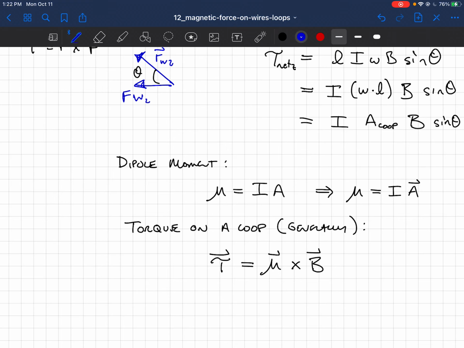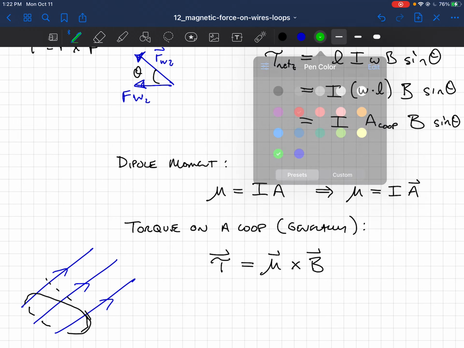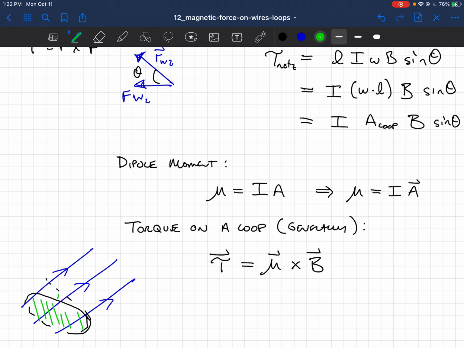So you have, let's try and draw some sort of generic picture of it. If you have a magnetic field that looks like this, and you have a loop that maybe makes an angle with respect to that field, something like this, then you can say, well, there's an area vector that points outward like that, and that's also the direction of the magnetic moment vector, because the magnetic moment vector points in the direction of the area vector.